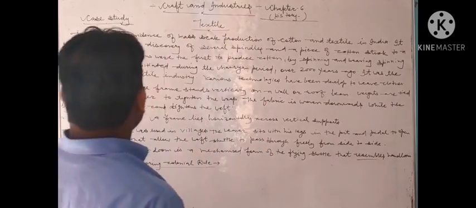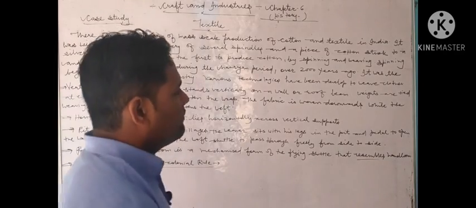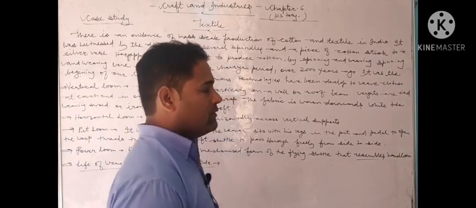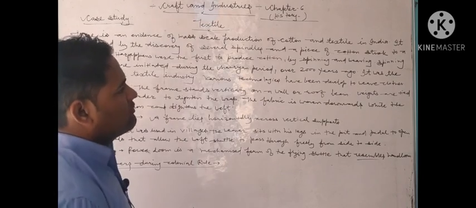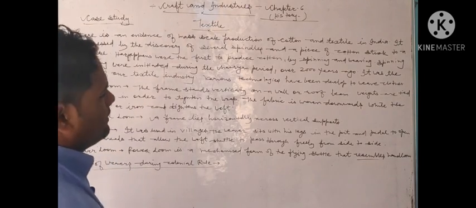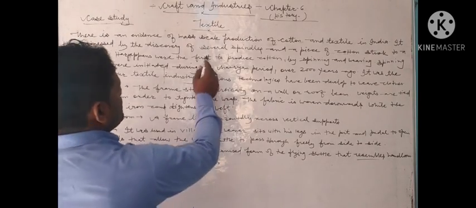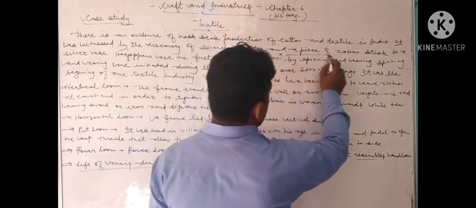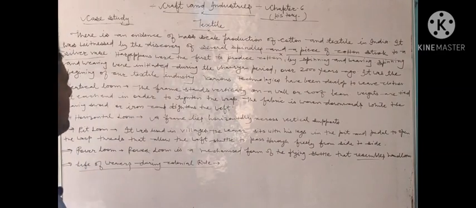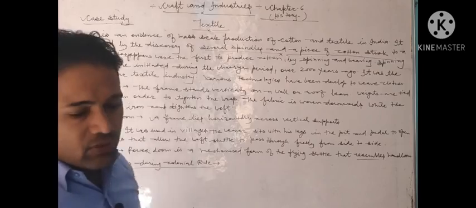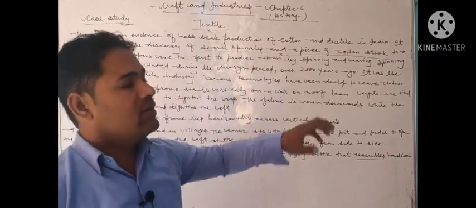So, my dear student, first of all we are going to start with the history of our cotton textile, about our textile industries. There is evidence of mass scale production of cotton and textile in India, we know well. It was witnessed by the discovery of several spindles and a piece of cotton stuck to a silver wedge. So many evidences are there of mass scale production of cotton.